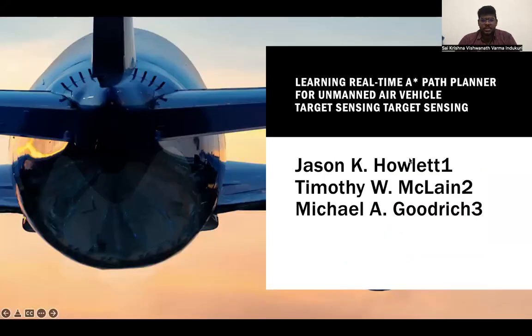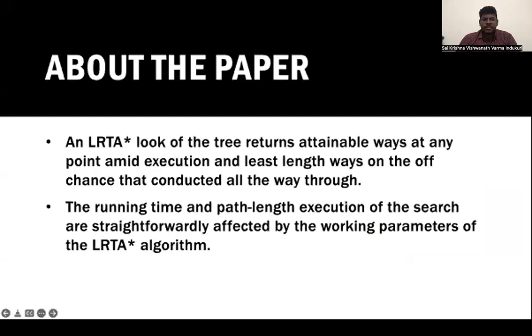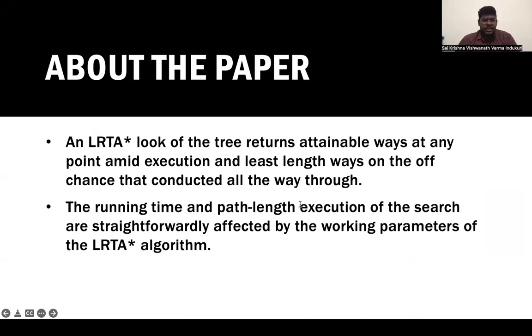So the first paper is on learning real-time A-star path planner for unmanned air vehicle target sensing. So about the paper, a way planner for identifying closely spaced targets from a fixed wing unmanned aerial vehicle with a characterized sensing footprint is displayed in this paper. The planner employs the learning real-time A-star algorithm to supply feasible paths to achieve the sensing objectives within the least amount of time.